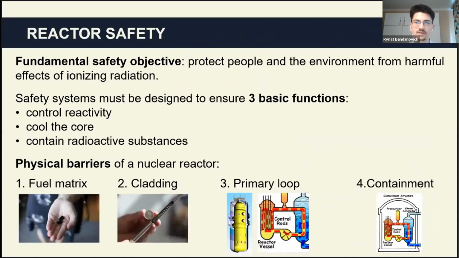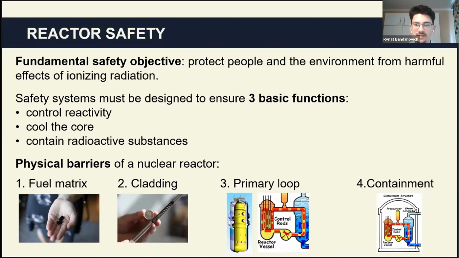The next concern is nuclear safety. The fundamental safety objective is protection from ionizing radiation. In order to protect, a reactor should possess three basic functions. Control reactivity, which means control of the fission chain reaction within safety limits. Cool the reactor core, carry the energy from the fuel, and contain radioactive substances.